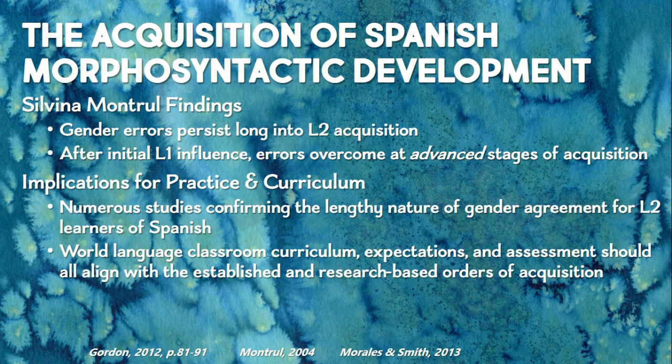You better believe it. World language classroom curriculum, expectations, and assessment should align with the established and research-based orders of acquisition. So think back to what we talked about with learning English as either an L1 or an L2. If every brain learns the same features of language in relatively the same order, not at the same time. Remember, there are individual differences, but certainly in a predictable pattern and order. Why are we trying to swim upstream, y'all? Maybe we should follow that order. That's an important thing for ESL teachers.